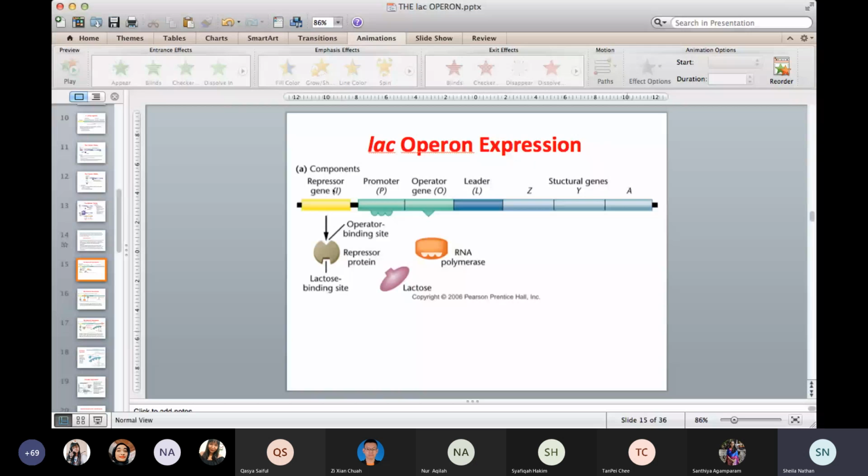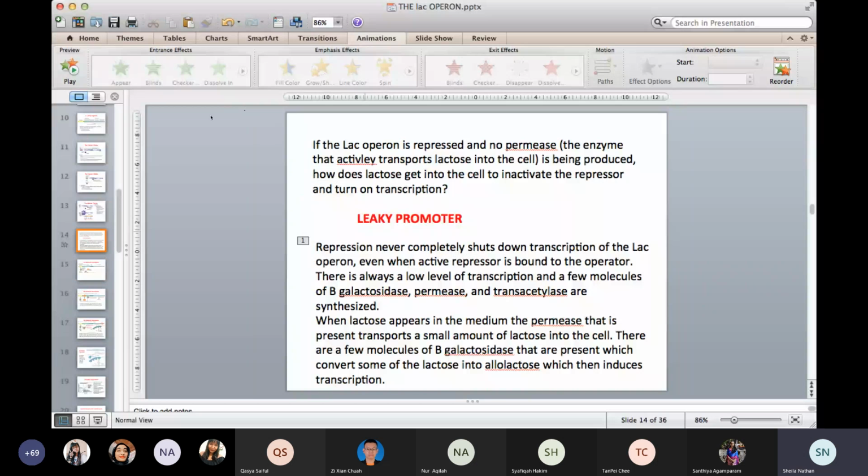To bring in lactose, you need permease. So if you haven't switched it on yet, how was there permease that brought the lactose into the cell to bind to the repressor and stop it from binding to the operator? To answer the question, you need to know about this concept called leaky promoter, which I'm not sure whether you've heard of before.